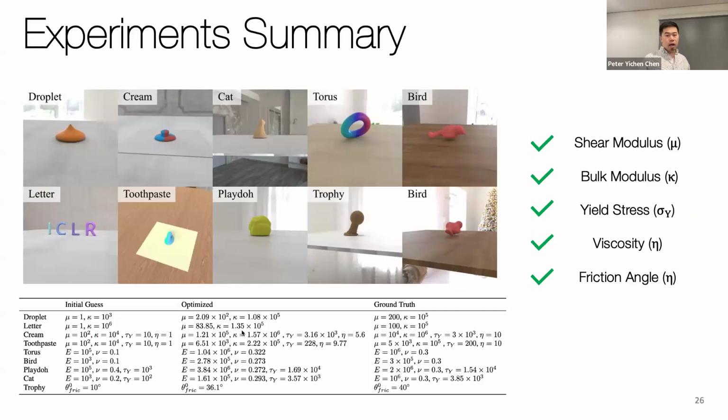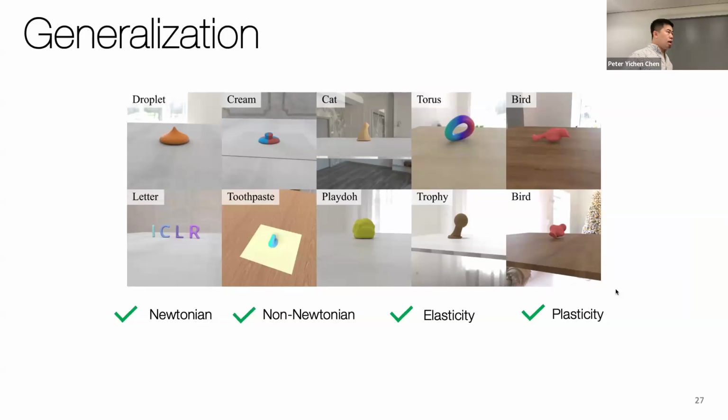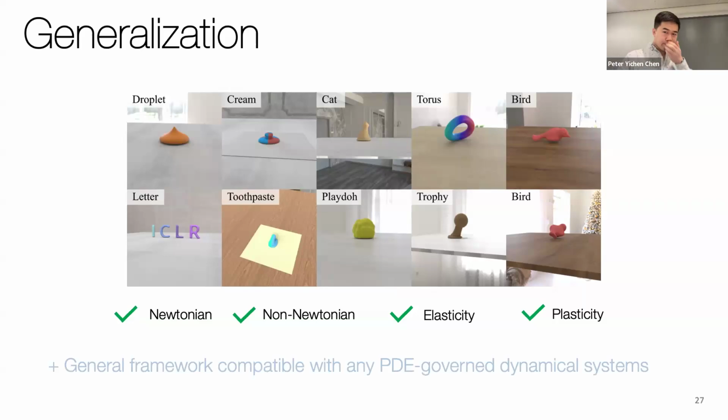And we did some experiments, and we showed that we're able to recover various material properties, Young's modulus, as well as friction parameters. And because in this case there's really no neural network or data-driven part per se here, it's just inversely identifying your parameters, so it generalizes to different things: Newtonian fluids, non-Newtonian fluids, elasticity, plasticity.